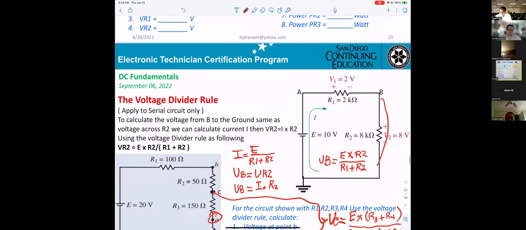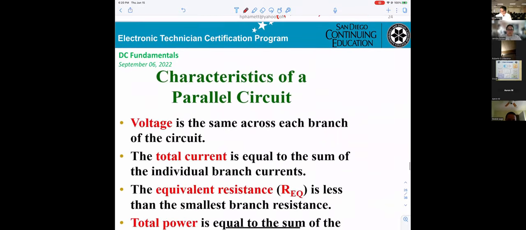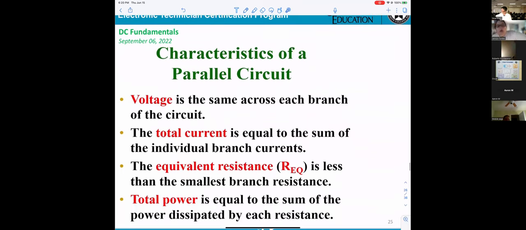Okay, now another one. Quickly, parallel circuit. Voltage is the same across each branch of the circuit. The total current is equal to the sum of the individual branch currents. The equivalent resistance is less than the smallest branch resistance. Total power is equal to the sum of the power.